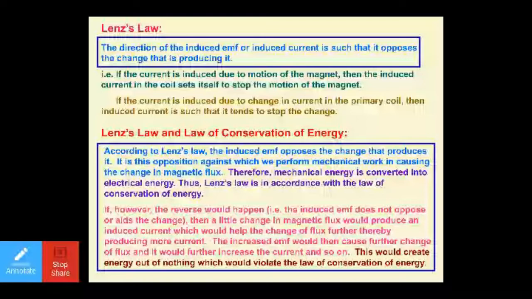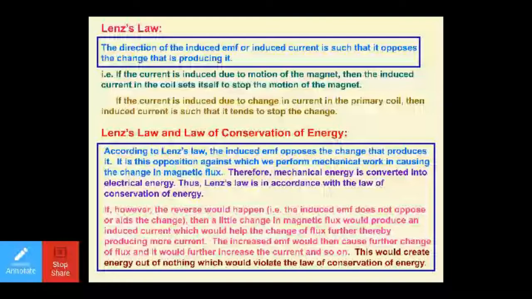If, however, the reverse would happen, then a little change in the magnetic flux would produce an induced current, which would help the change of the flux further, thereby producing more current. The increased EMF would then cause further change of the flux, and it would further increase the current, and so on. This would create energy out of nothing, which would violate the law of conservation of energy.